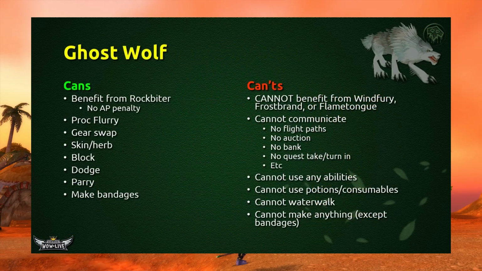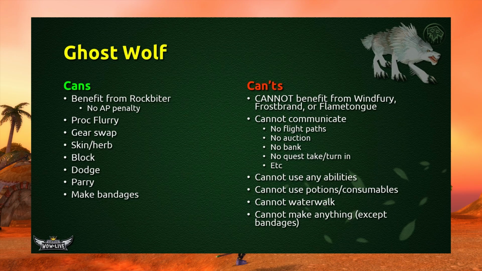Now let's go into differences in Ghost Wolf. If you remember Advanced Shaman Guide Part 1, towards the end of the video I did Ghost Wolf, what you can and what you can't do in Ghost Wolf. Well, things have shifted a little bit in the ClassicWoW beta compared to private servers. What you can do is benefit from Rockbiter. There is no attack power penalty. You get the same amount of attack power you would normally.